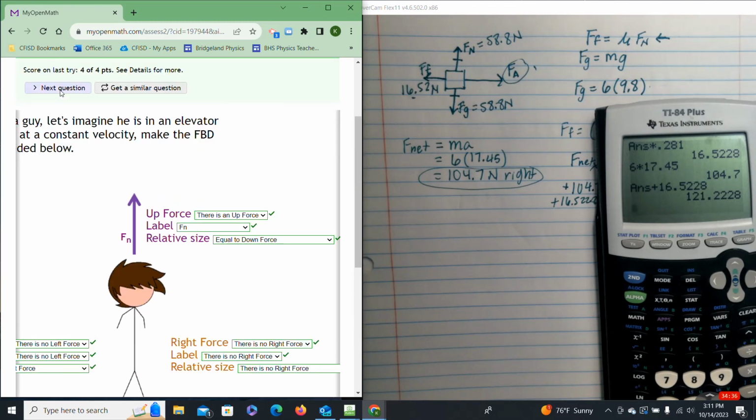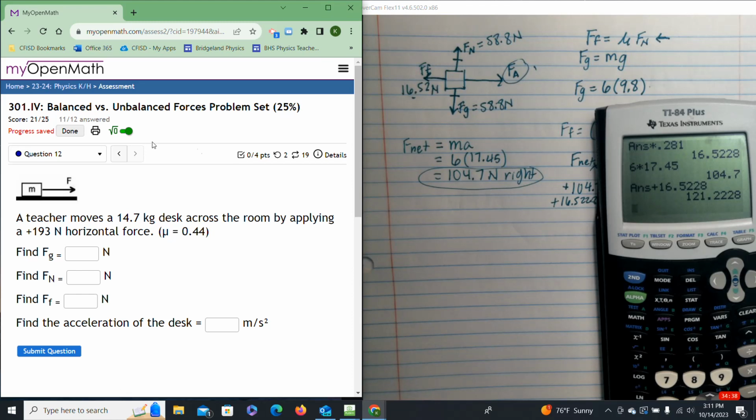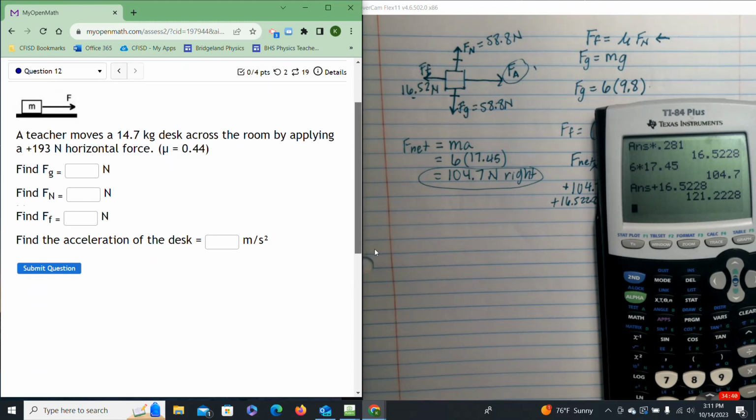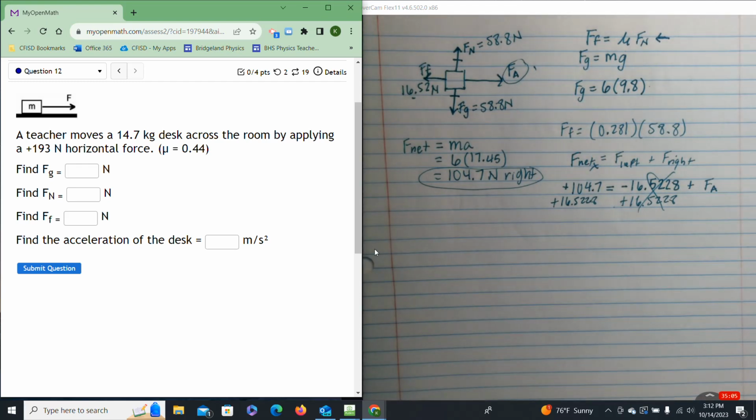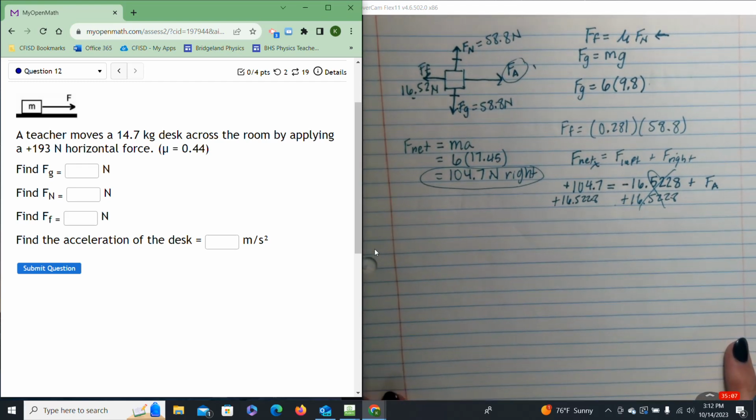They're equal. This is question 12, and it is the last question of our assignment. It says, a teacher moves a 14.7 kilogram desk across the room by applying a positive 193 newton horizontal force. We're going to call mu 0.44. That's my coefficient of friction. And I am asking you to find all these things: Fg, Fn, Ff, and acceleration. All right. So in order to help us with this, let's see if we can start by just drawing a free body diagram.